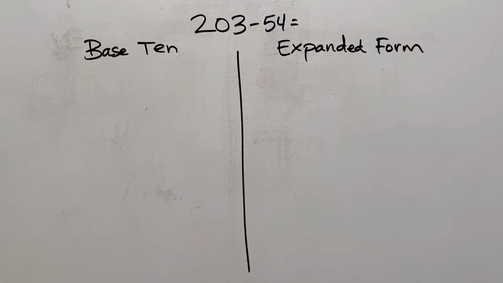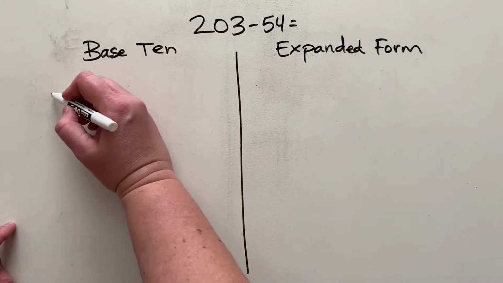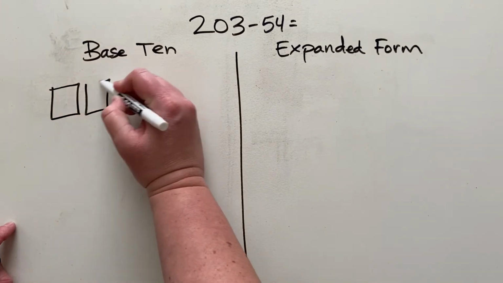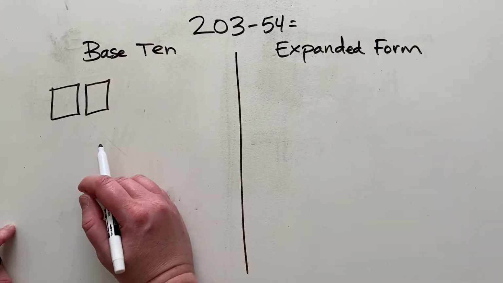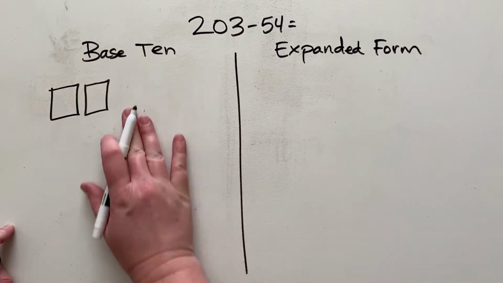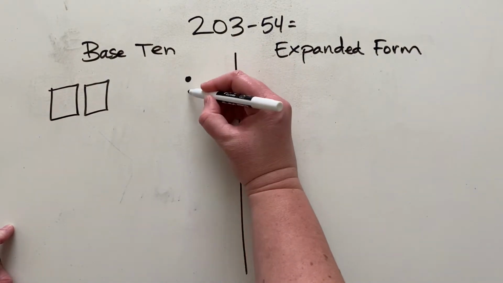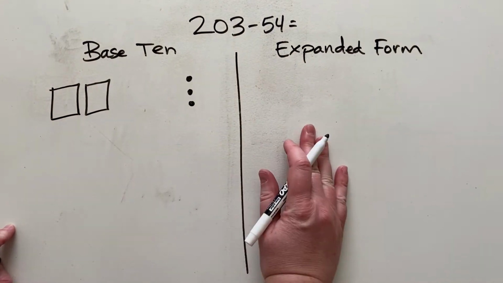So we are going to draw out that number first. So 203, how many hundreds are there? There are 2, represented by those 2 boxes, 2 squares. How many tens? Nothing. So I'm going to leave a blank space. How many ones? 3. Okay, I'm going to show that same thing in expanded form.